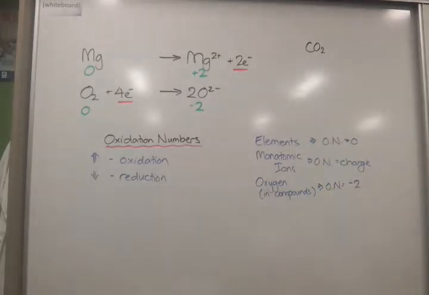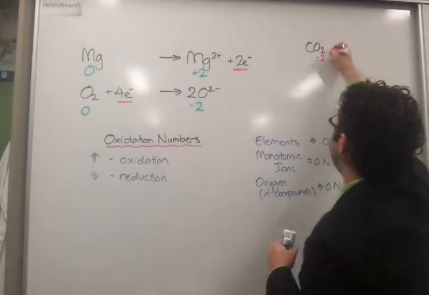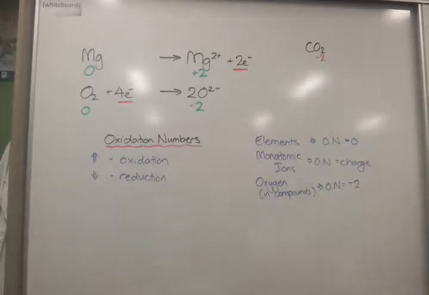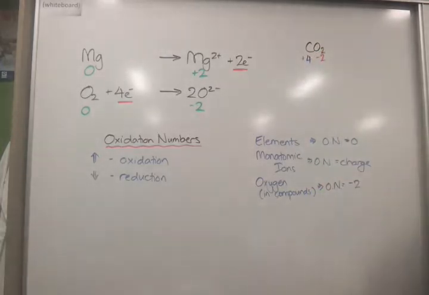So oxygen's going to be -2. I'll write them in there. Okay, so each of those oxygens is -2. Now, if I was to tell you that carbon, in that case, must be +4, let's see if we can work out how that works out.